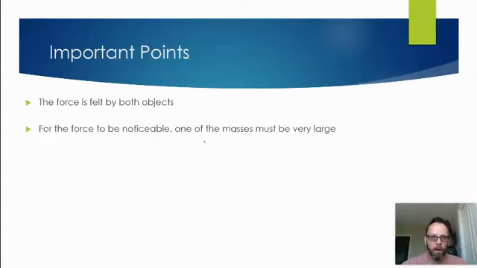So the force is felt by both objects. For the force to be noticeable, one of the masses must be very large. So if you and your friend are sitting side by side on the couch playing video games or watching a movie, you don't need to worry about the two of you coming together and smashing together because of gravity. One of the masses must be very large, like a planet.